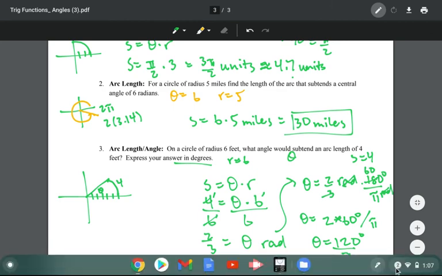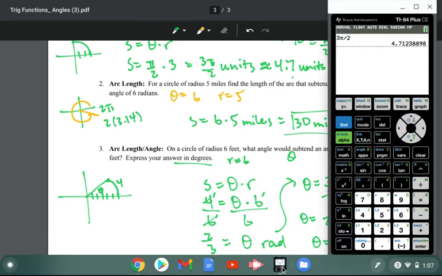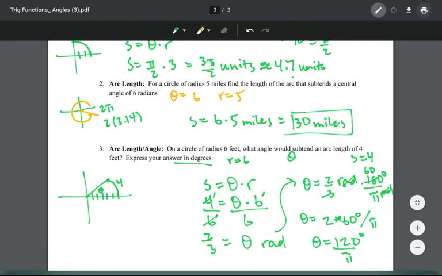So in my calculator, I can get an approximation. That would be my exact answer. So 120 divided by pi, divided by 3.14 whatever. So my degree measure is about 38.2 degrees. So theta is about 38.2 degrees. And that really matches our picture. So it's pretty close there to 38.2 degrees.